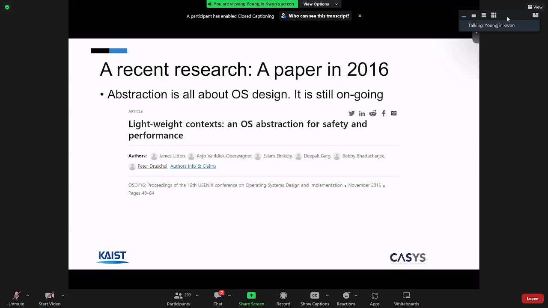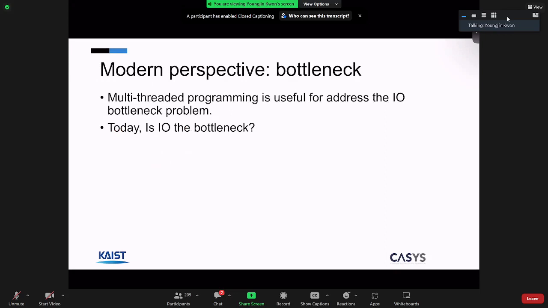Developing abstraction is still ongoing research. So I'm giving the paper, 2016, about a new abstraction. This abstraction is for safety and performance. Safety, I'm talking about process. Performance, I'm talking about thread. So how to design a new abstraction having both the benefit of protection and performance. This is one kind of thing going on.